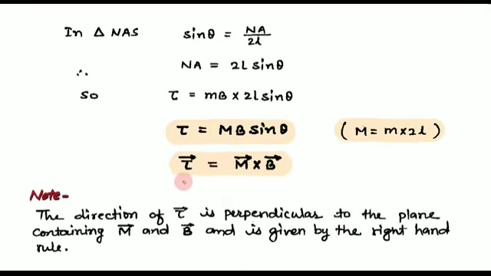So the m into 2L value is substituted here. The direction of torque is perpendicular to the plane containing the capital M vector and B vector, and is given by the right hand rule.